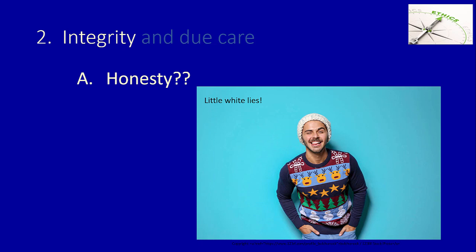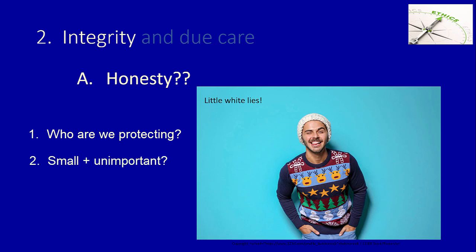There are a number of problems with telling little white lies. First, often the person we're protecting is actually ourselves. Like when we say, "I've already finished that," to our supervisor, when actually we're almost finished. The second problem is that sometimes our definition of small and unimportant might not be the same as the other person's definition of small and unimportant.